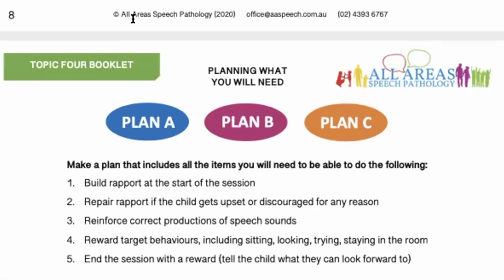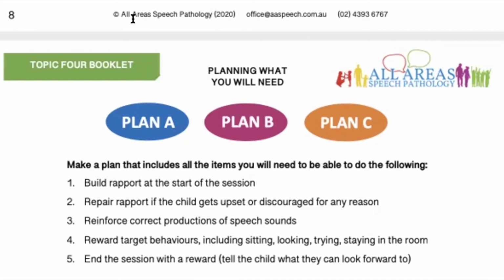So for example, a client might be working on a particular speech sound, but perhaps you're also working on their willingness to sit at the table or to look at your face or to have a try rather than giving up, or even to stay in the room if they normally run out of the room.